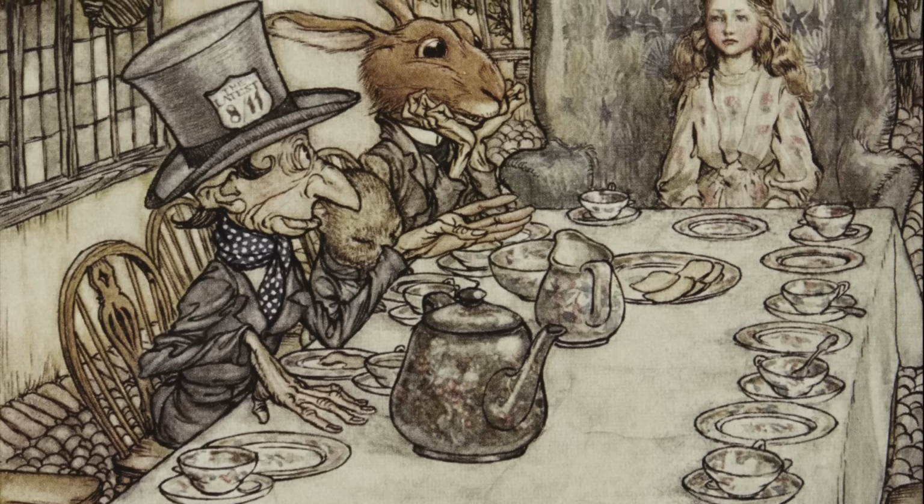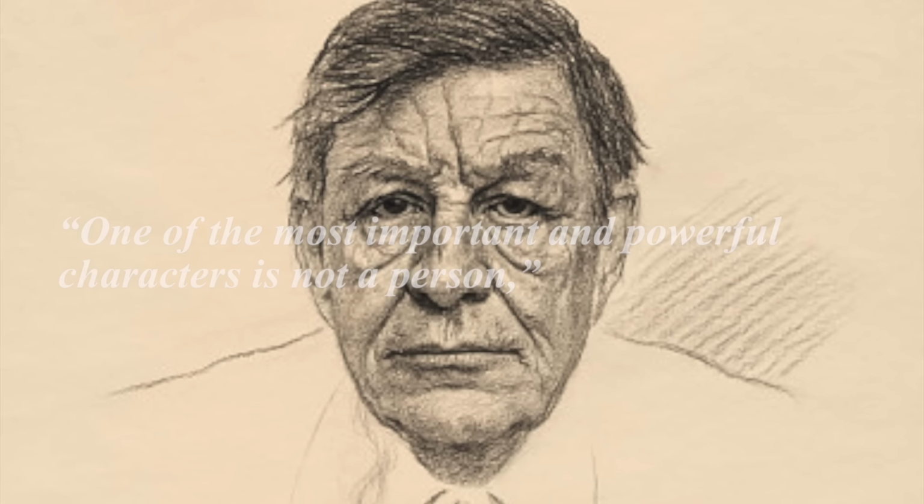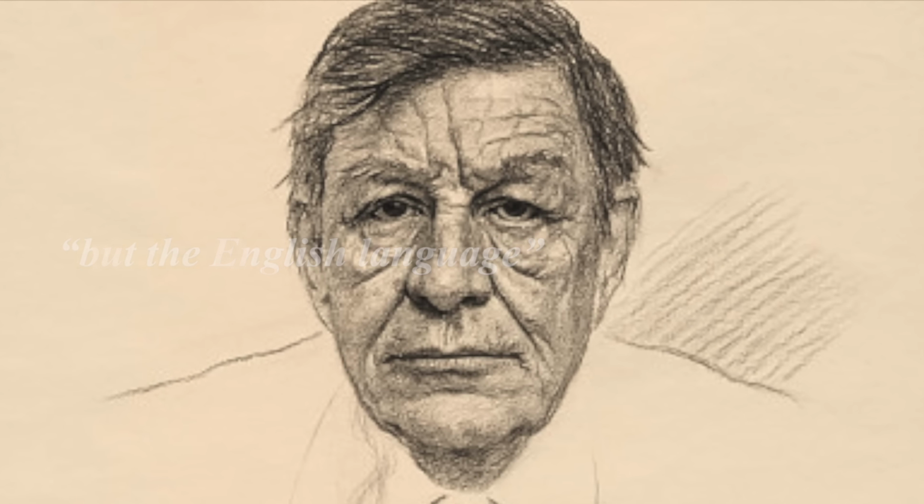W.H. Auden wrote of the two Wonderland books, one of the most important and powerful characters is not a person, but the English language.